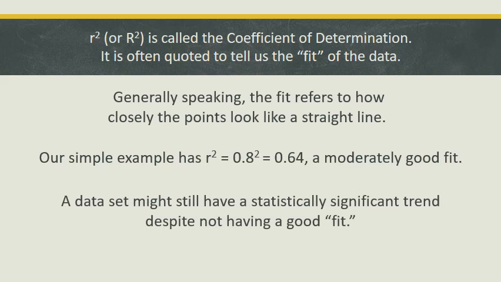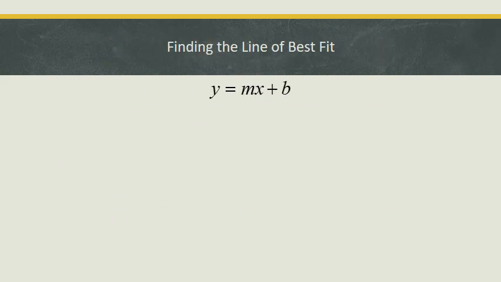As a side note, fit doesn't necessarily determine the existence of a trend. It is actually quite common to find data sets with bad fits, yet a significant trend. Now I want to return to the example that we were working on and find its best fit line. The equation of the best fit line takes the form that people are probably most familiar with, the slope-intercept form.